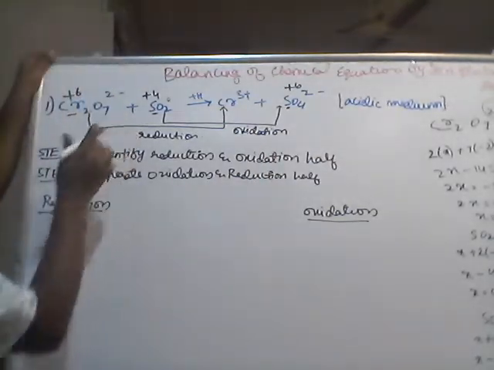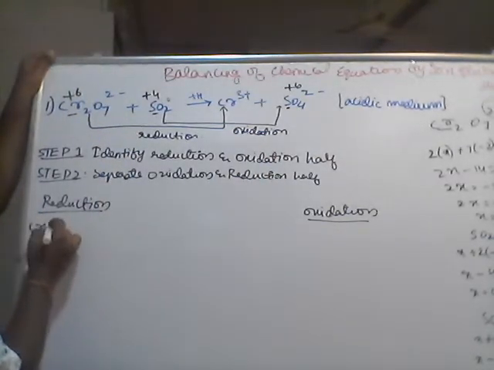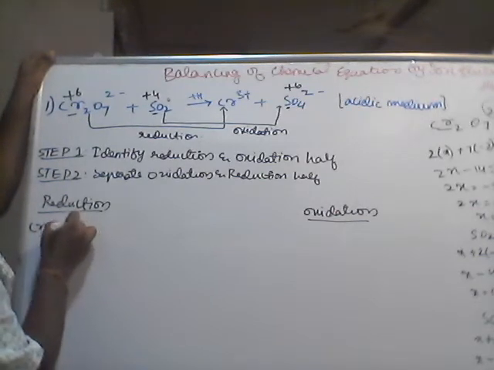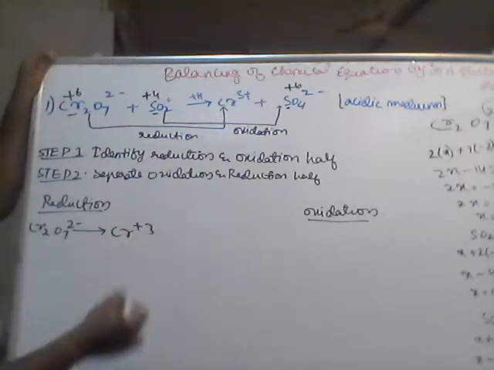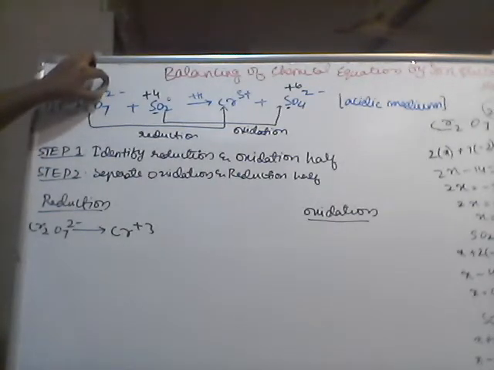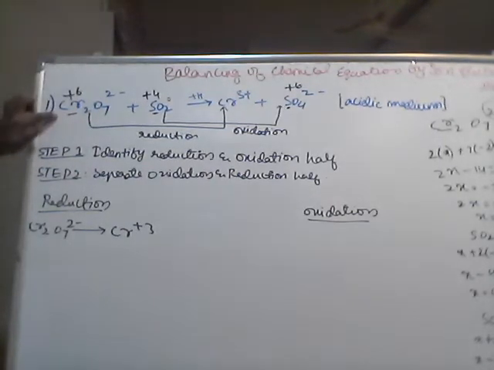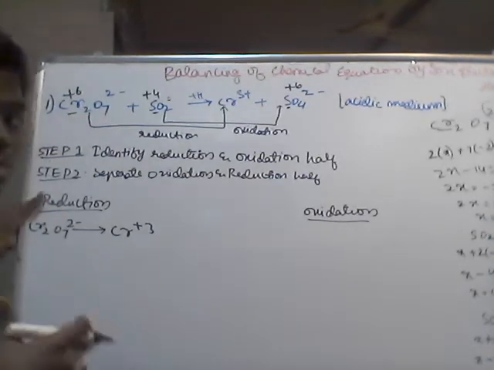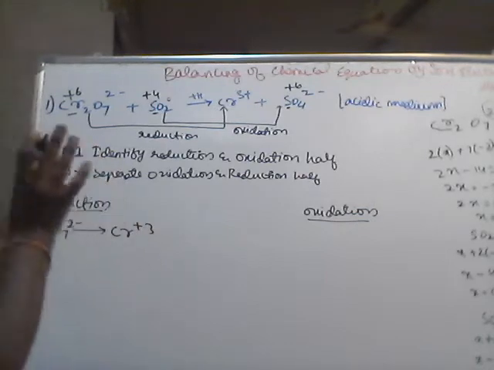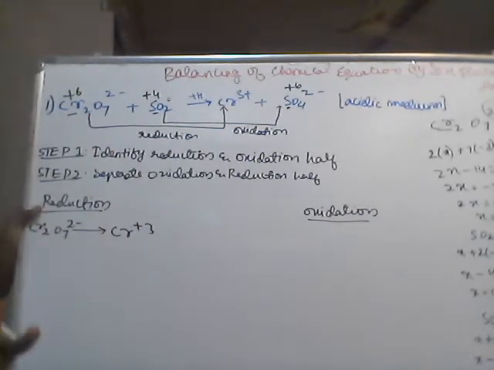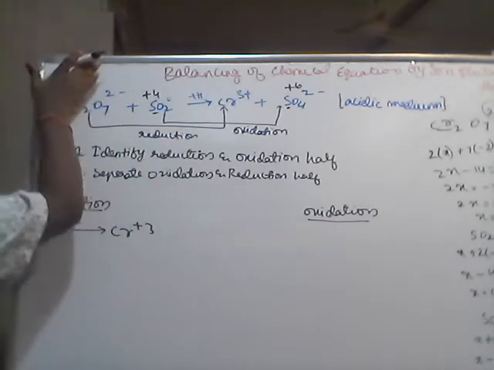What is the reduction reaction? We have Cr2O7 2- changing to Cr3+. This minus 2 is the total charge; we are not taking the individual charge. The use of finding the charge of chromium was just to identify whether it's reduction or oxidation. That's the only purpose. After that, we don't require this number.